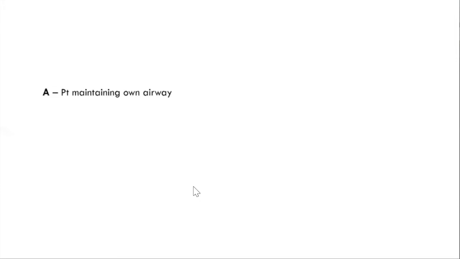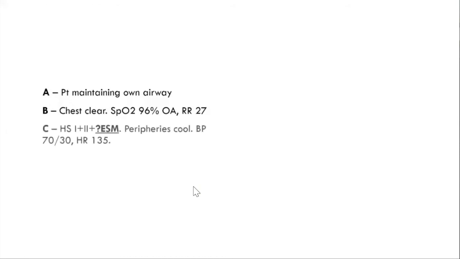A, airway: the patient is maintaining their own airway. B, breathing: chest is clear. His saturations are all right, but he's a bit tachypneic. He's breathing a bit fast, so there's something going on. He's got an ejection systolic murmur, and he's peripherally shut down. So his circulation isn't great at the moment, and his blood pressure has crashed. It's 70/30 now, and he's really tachycardic, 135 beats per minute.